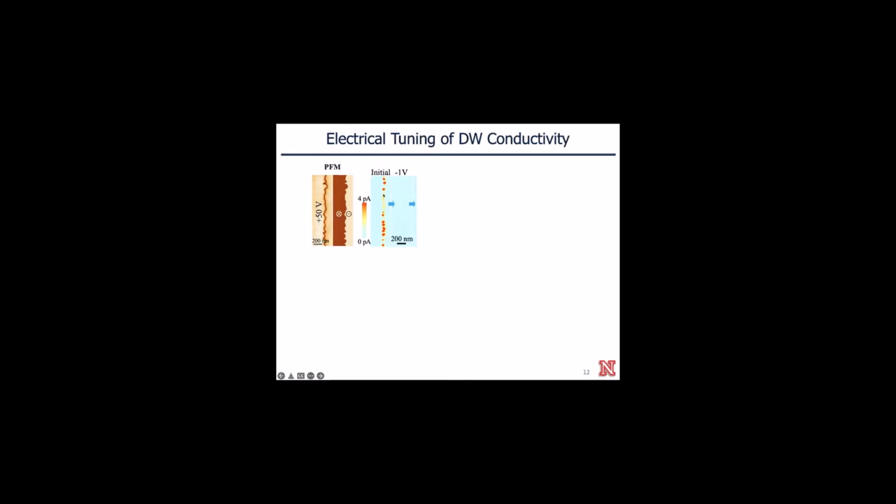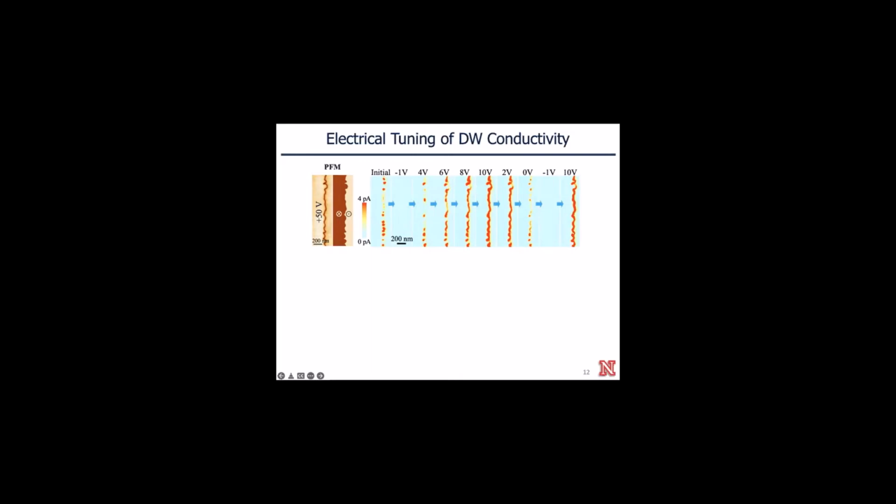You can see that after we scanned this domain wall with a low negative bias, we could completely erase the conductivity of the domain wall, we turned it into the insulating state. Then if you scan it with successively increasing positive bias, we can recover this conductivity, so it becomes highly conducting. And this process is repeatable and reversible, so we can erase conductivity again, and then we can recreate it back.